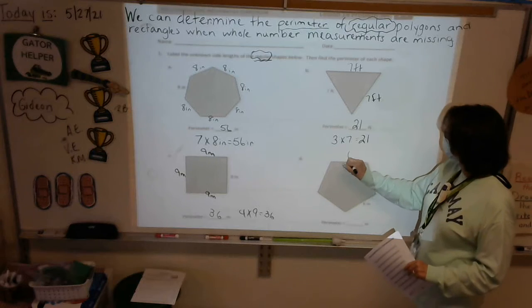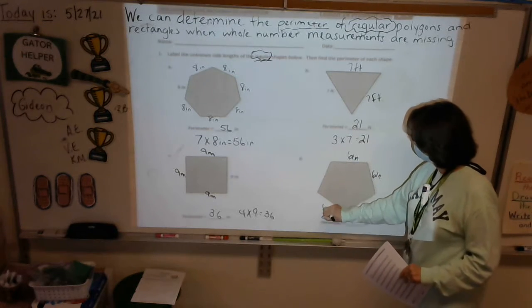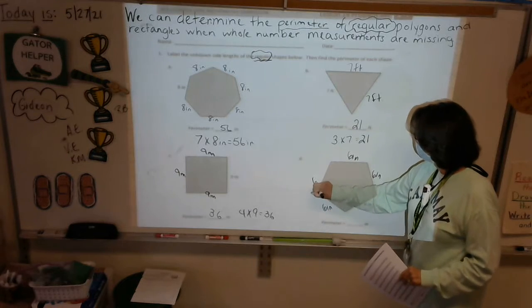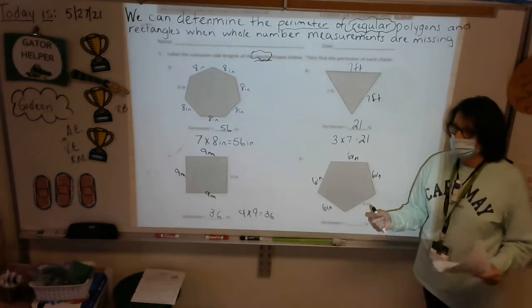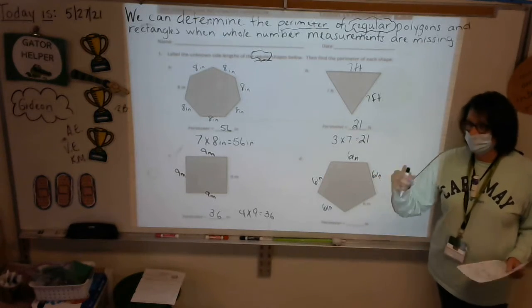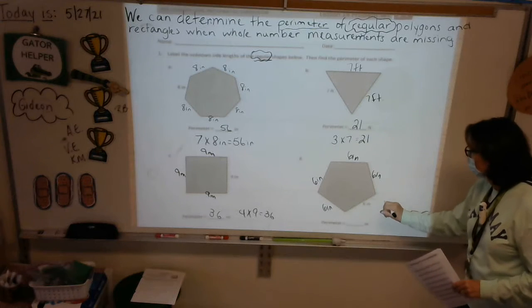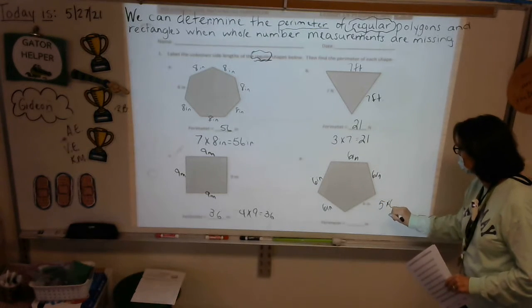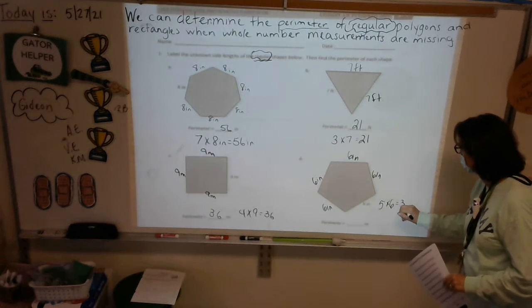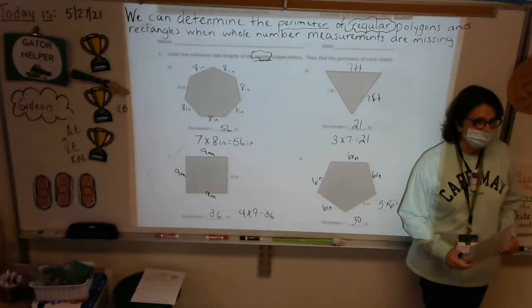I'm going to go ahead and label my missing side lengths. Like I said, the next thing you would do is count them. 1, 2, 3, 4, 5. Eli, what number sentence would I write for this one? 6 times 5 plus 9. Very good. I'm going to write 5 times 6 though, because I just like to be consistent, writing my number of groups first. And 30 inches. Give me a thumbs up if you got 30 inches for that.